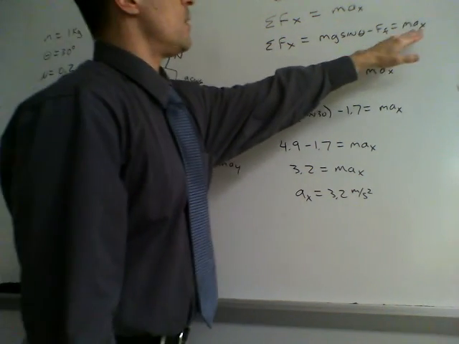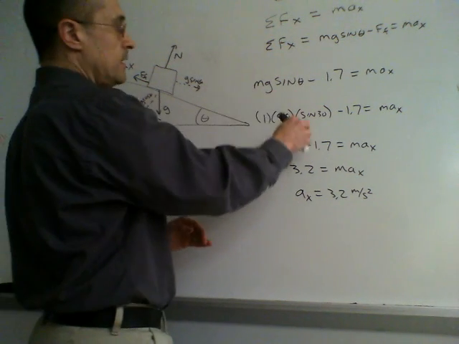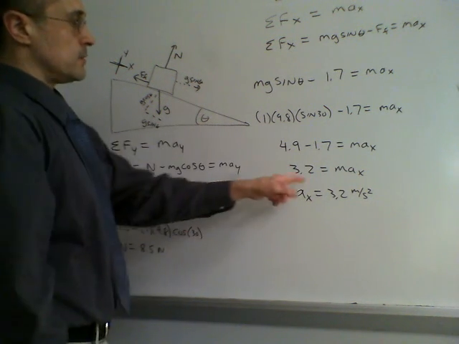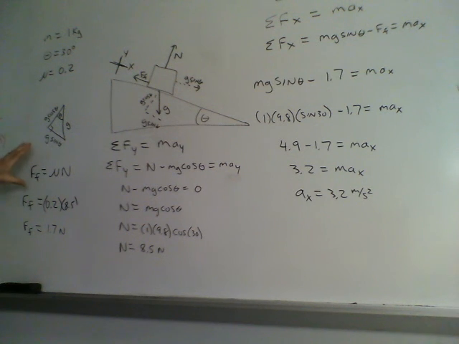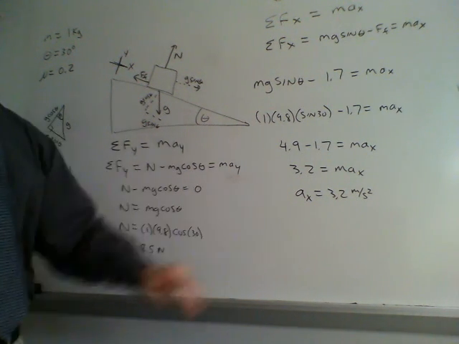So we then wanted to know, is the block accelerating? And it turns out it was, because mg sine theta had a value of 4.9, which is larger than 1.7. So the block experiences a positive acceleration. And of course, we remember that the friction force is mu N. We came up with a value of 0.2 for the coefficient of friction, times our normal force, and that gave 1.7, which we used over here. So at 30 degrees, with this coefficient of friction on this block, the block does accelerate down the plane.